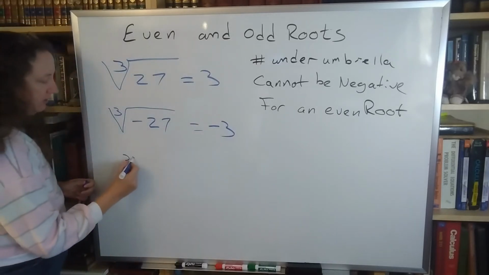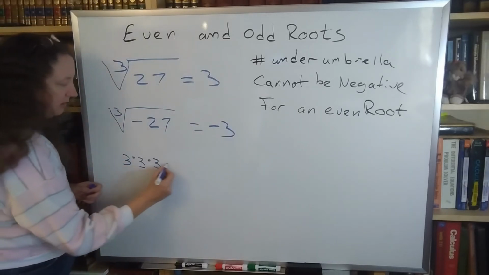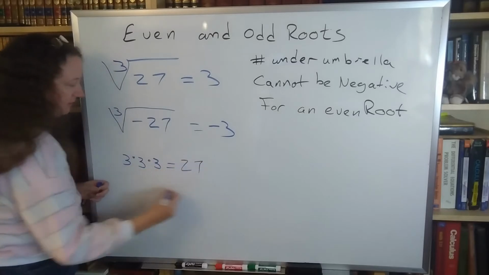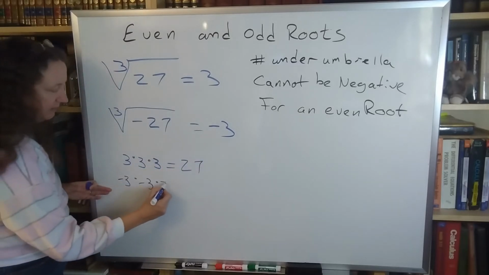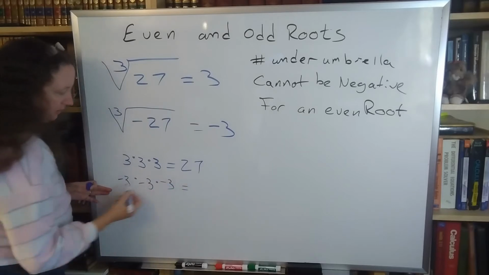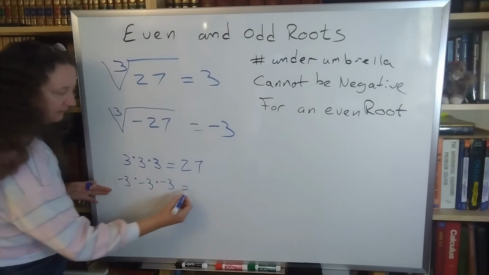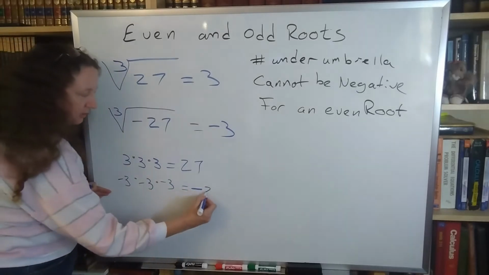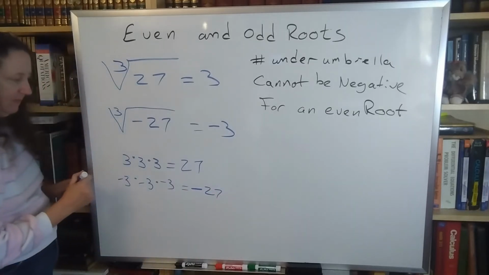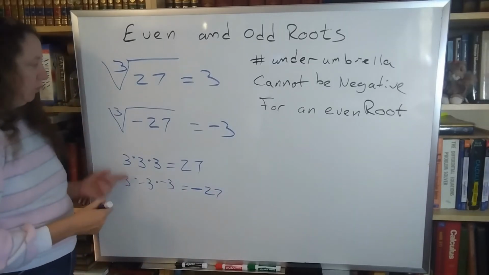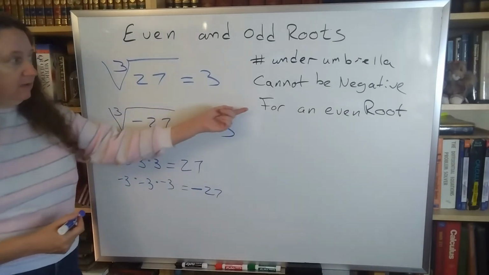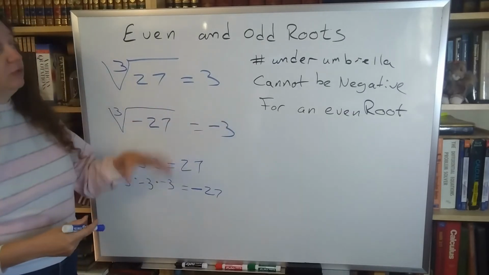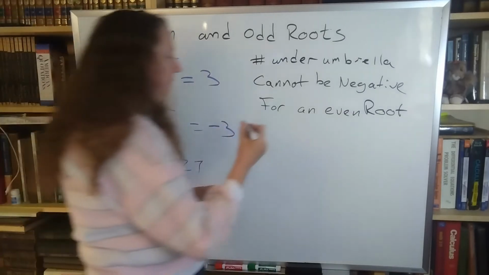So 3 times 3 times 3 is positive 27. Negative 3 times negative 3 times negative 3: I have 1, 2, 3 negatives, so I have a negative answer, negative 27. So we can take odd roots of negative numbers.